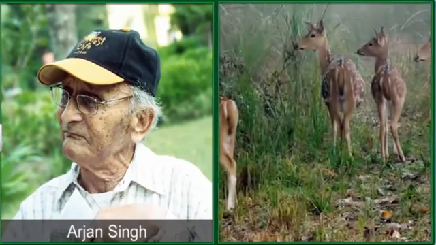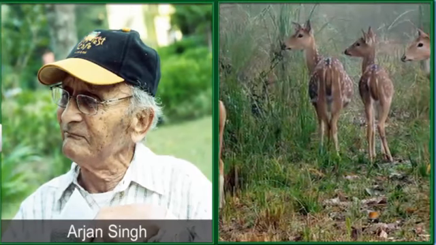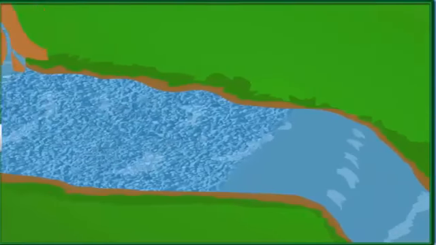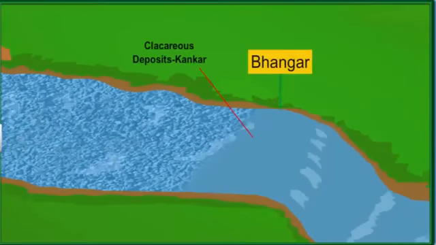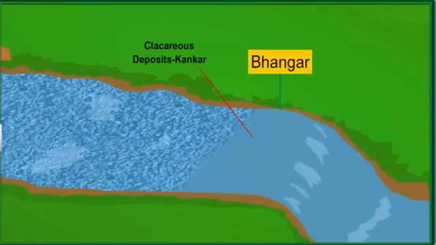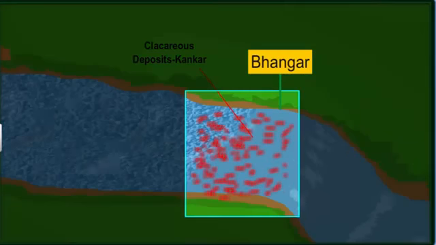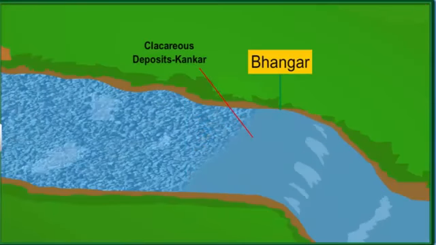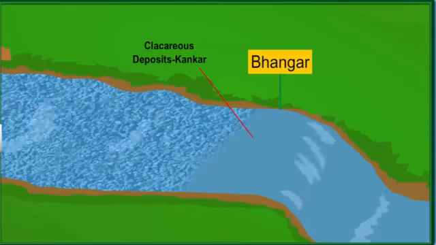The next region, called Bhangar, is the largest part of the northern plain. Bhangar is formed of older alluvium. This region lies above the floodplains of the rivers. It, therefore, has a terrace-like appearance.